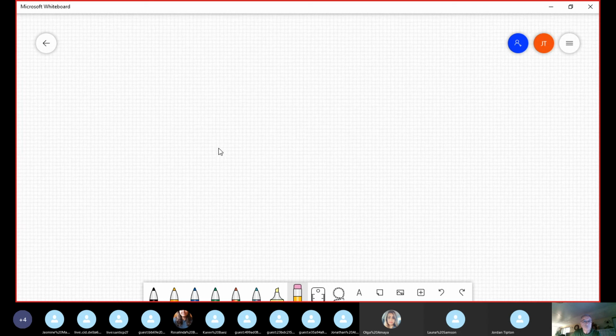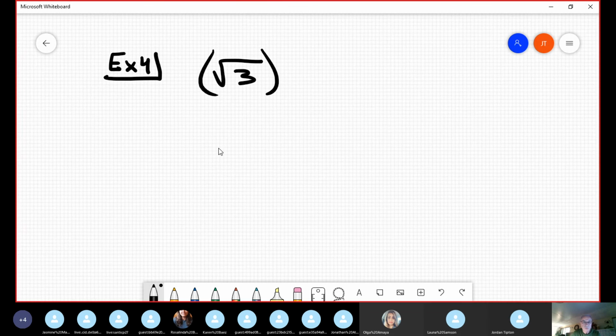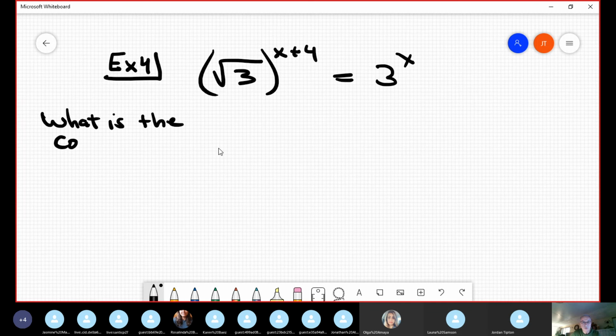Okay, example 4. Suppose square root of 3, raised to the x plus 4, is equal to 3 to the x. Again, repeat the question. What is the common base? What is the common base in this case?